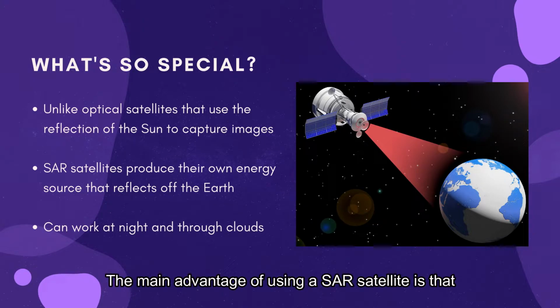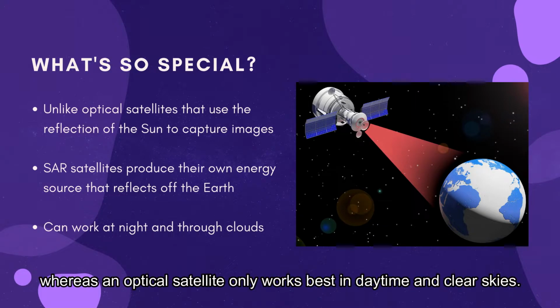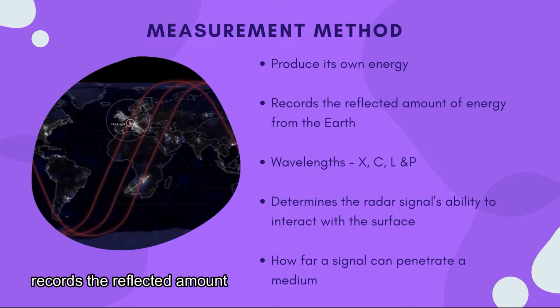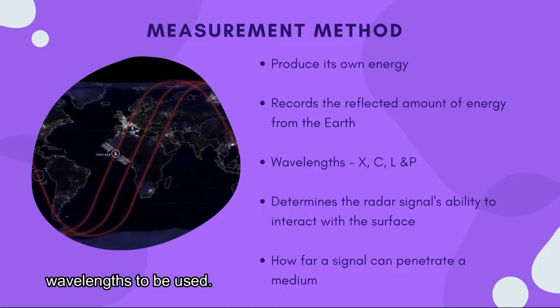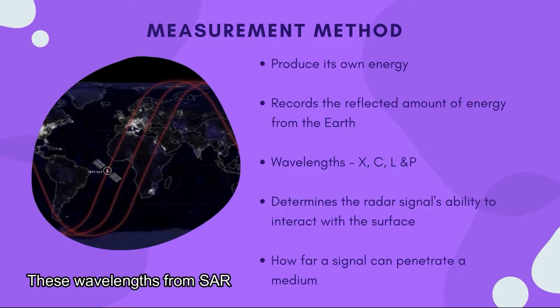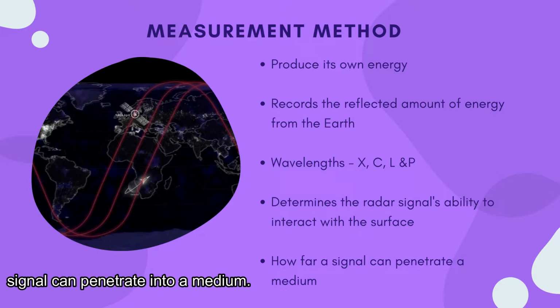The main advantage of using a SAR satellite is that it can work at night and also through clouds, whereas an optical satellite only works best in daytime and clear skies. SAR will produce its own energy and record the reflected amount of energy from the Earth. This results in different wavelengths to be used, which are X, C, L, and P. These wavelengths from SAR can determine the radar signal's ability to interact with the surface and how far a signal can penetrate into a medium.